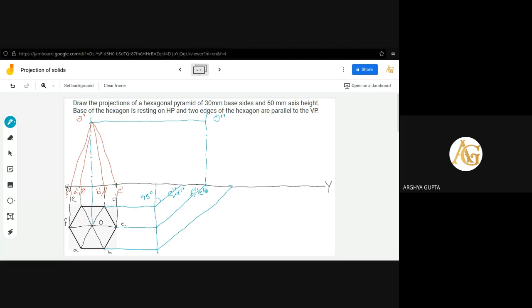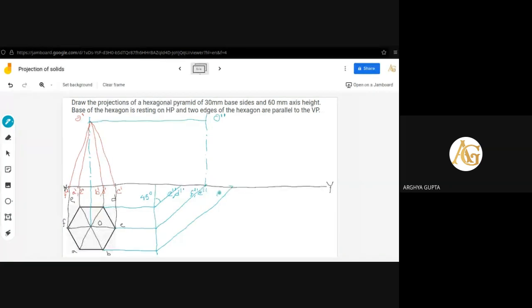As the observer is here, F will come first, then C. Then the observer is here, so A and B. So A double dash, comma B double dash. That's how all the points are obtained.